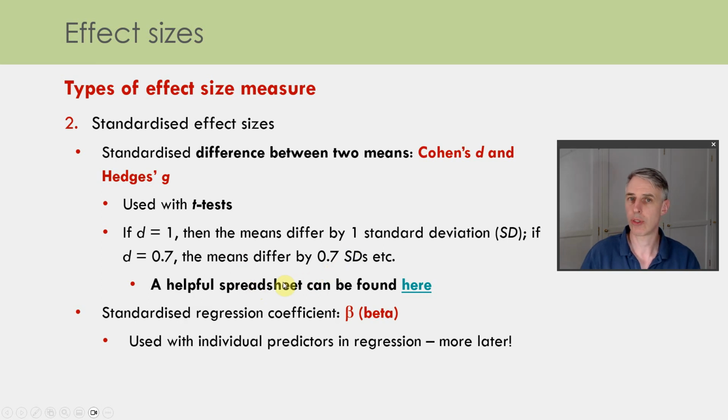There are actually several different ways of calculating Cohen's d, depending on whether your design or the comparison of the two means involves independent groups or non-independent groups. I won't go into that in any more detail here, but you can find a link to a very useful spreadsheet in the link from the slides. Another form of standard deviation based effect size measure is the standardized regression coefficient, or beta coefficient, that you'll see used in relation to individual predictors in regression. We will be revisiting that in more detail in the regression session.